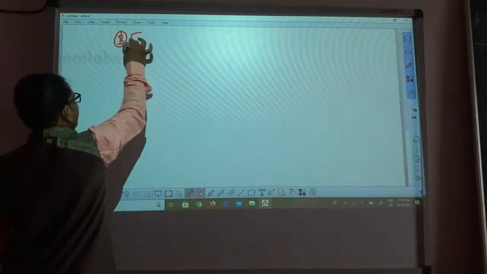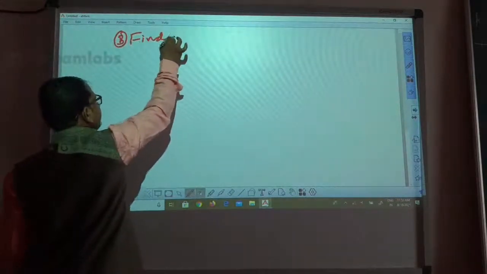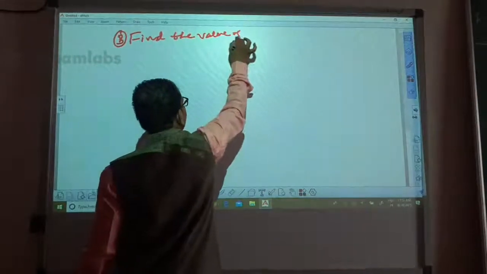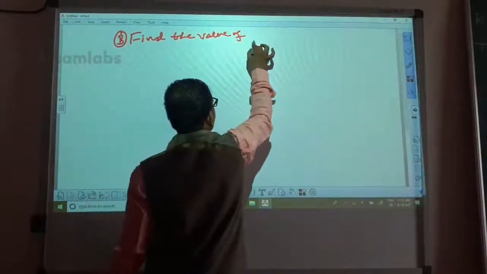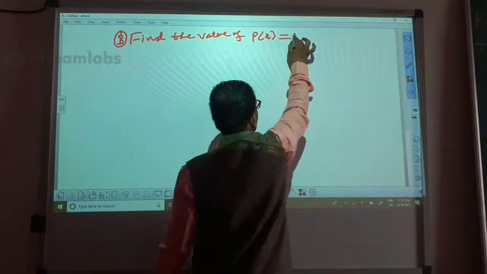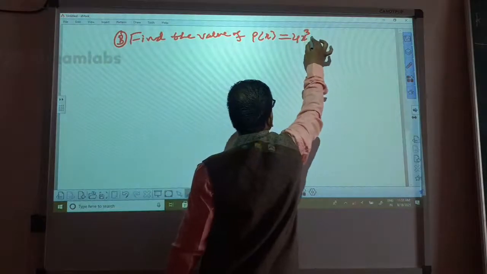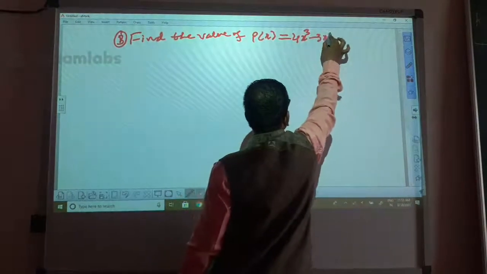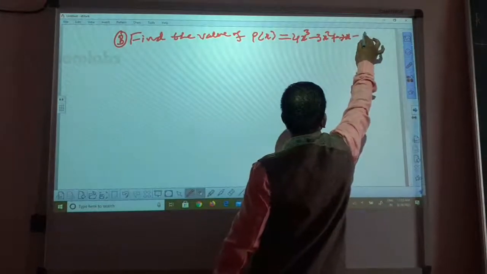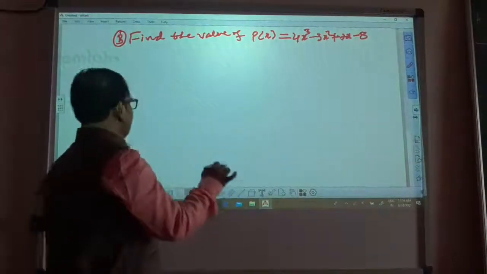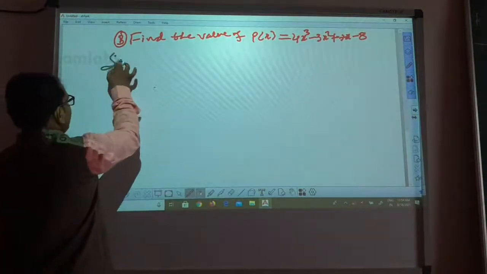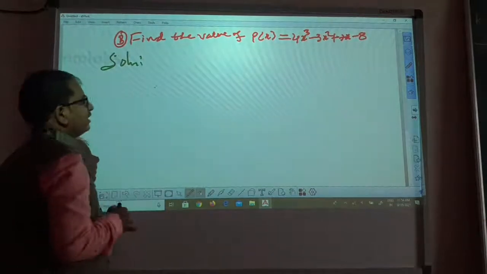This is the third problem. Find the value of the polynomial P of x is equal to 4x cube minus 3x square plus 7x minus 8. Once again, we have to solve the problem. We are going to start the problem like this.